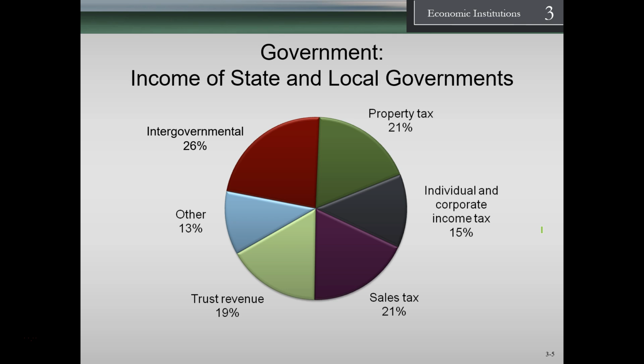All right, so let's take a look at income of the state and local government. Remember, we're not talking about the federal government here, just the state and local. Where do they get their money? We have property taxes, 21%. Obviously, these things can change from state to state because the state is not governed by the federal government, meaning the federal government, theoretically, shouldn't be able to tell the states how to collect their resources.